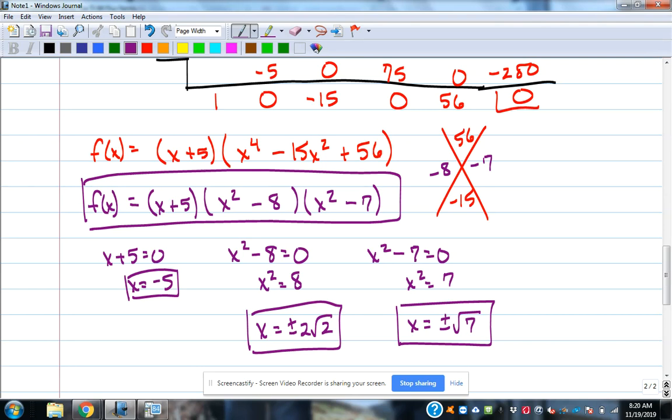So that means that this polynomial does what at negative 5? Crosses. At positive 2 radical 2, negative 2 radical 2, positive radical 7, negative radical 7. All right. So we're going to see this polynomial cross the x-axis 5 times because all of those are real numbers. How about that? Okay. So if we graph that, we would see that happening.